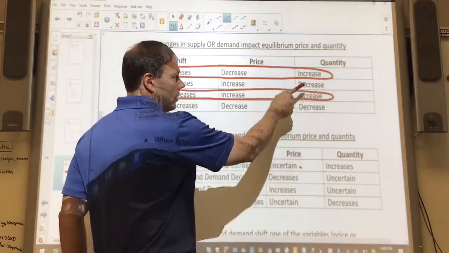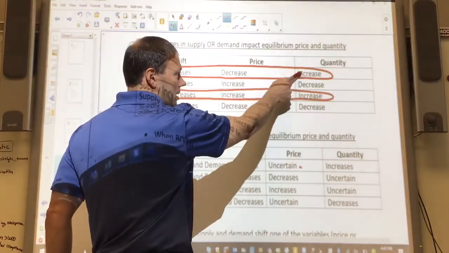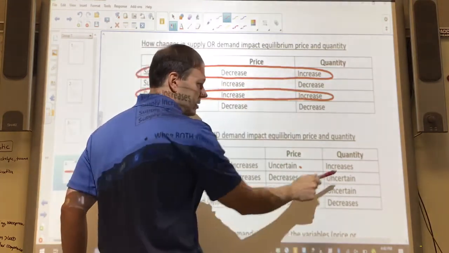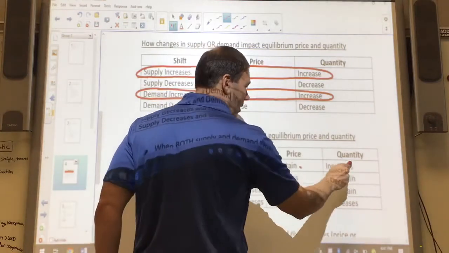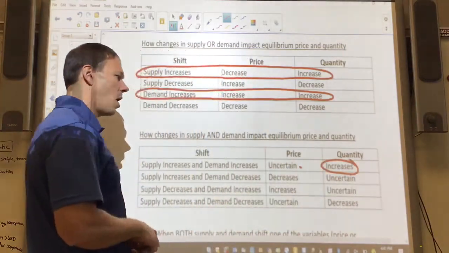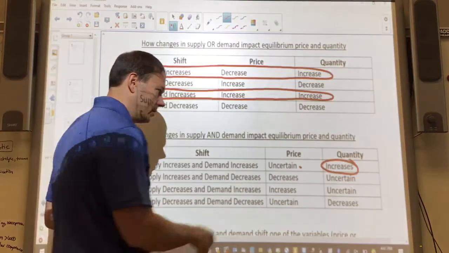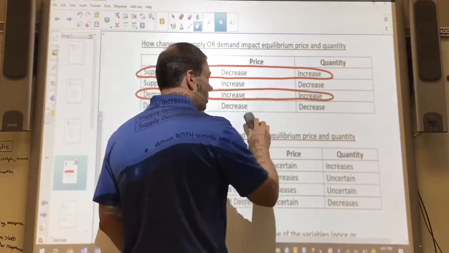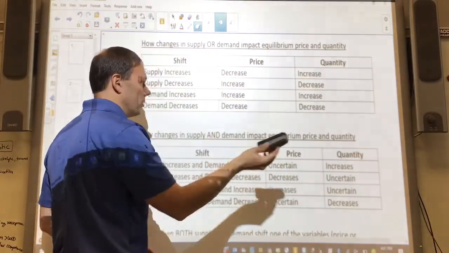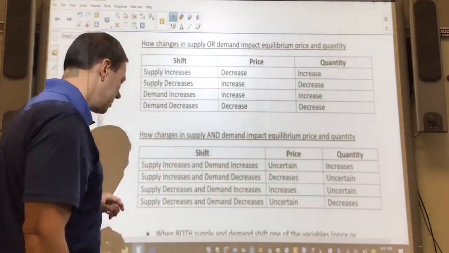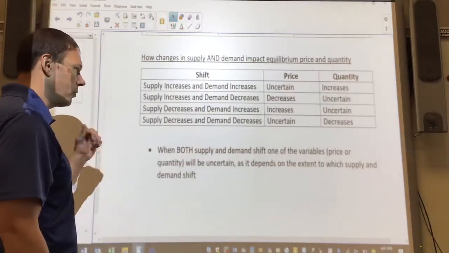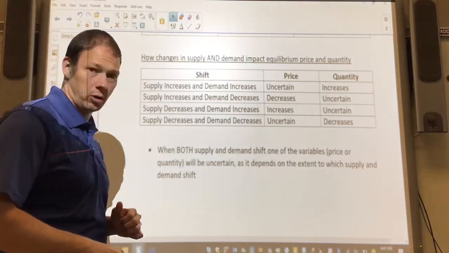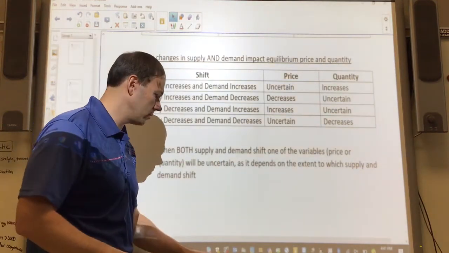On the other hand, if you notice, when you compare the quantities, both times, when supply increases and when demand increases, both times quantity increases. So that means no matter what you do, you can graph that a million different ways, quantity is always going to increase. Okay, so price is uncertain, quantity increases. And you can use that trick to think about the rest of them, but you've got the chart there, it should make sense. So bottom line is when both shift, one of the variables, either the price or the quantity, is going to be uncertain. Depends on the extent of the shift. Okay, so that's our equilibrium.